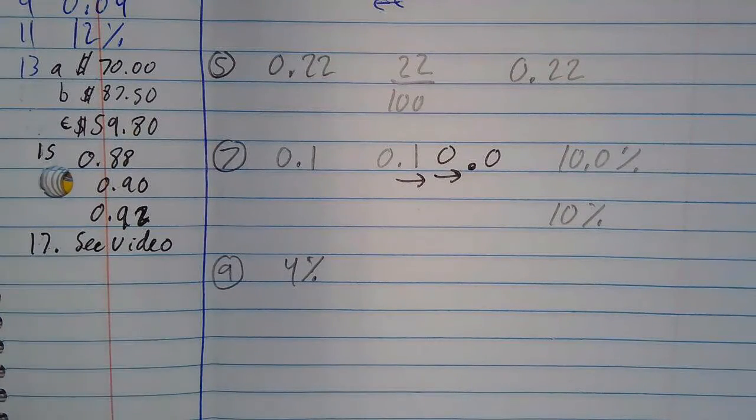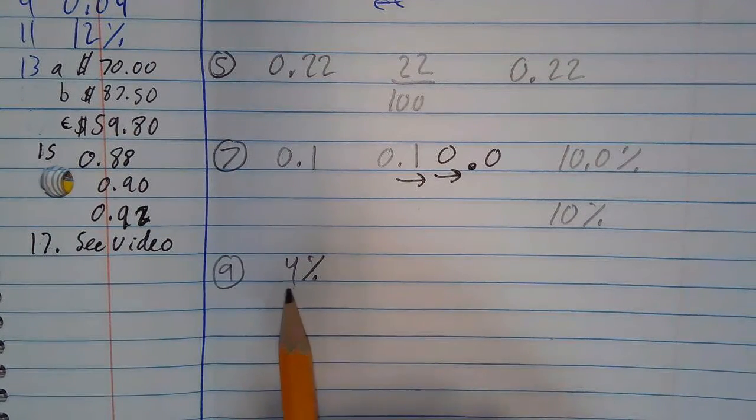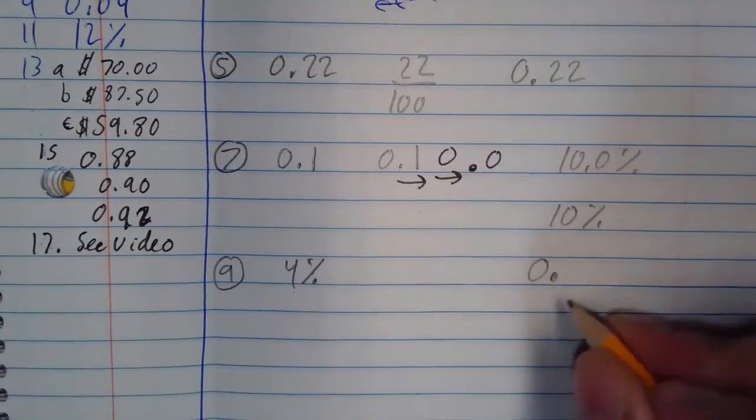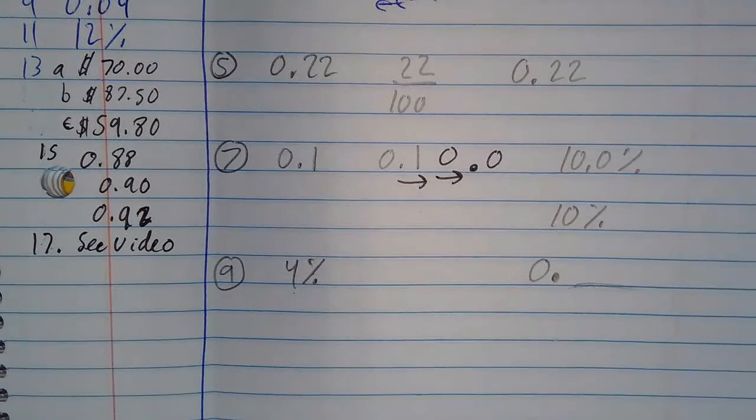Okay, it's a word problem. So let's think this through. 4%. That's definitely less than 100%. That means I don't have a whole number. So it's going to be 0 point something. We don't know what's going to be here. Okay, 0 point something.